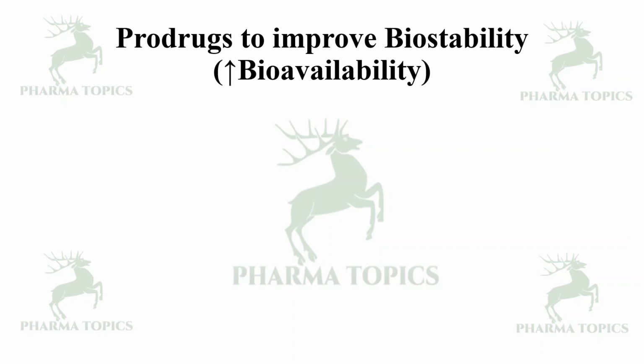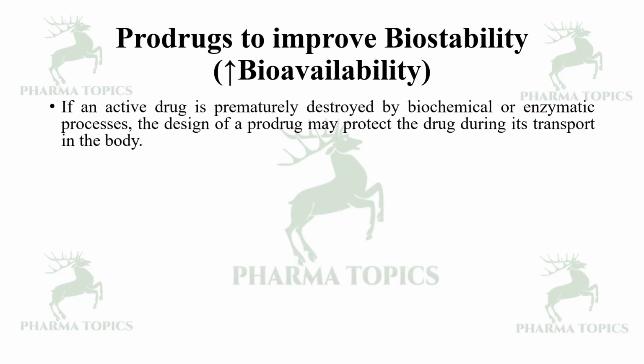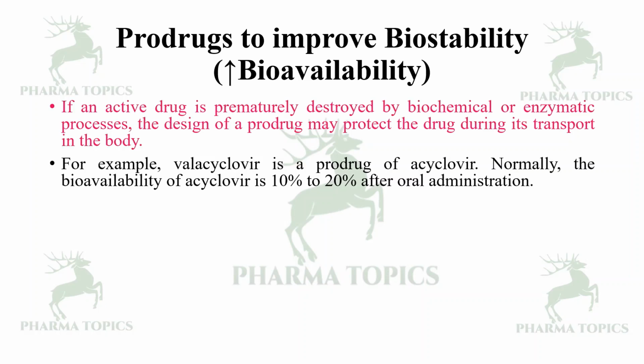Next, let us see some of the examples for prodrugs to improve biostability, that is improving the bioavailability. If an active drug is prematurely destroyed by biochemical or enzymatic process, the design of a prodrug may protect the drug during its transport in the body. For example, val-acyclovir is a prodrug of acyclovir.